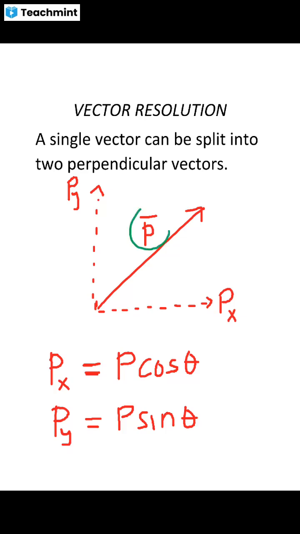Look at this, this is a single vector. I have angle theta here. This vector can be brought to this direction and it will become vector P x, that is vector P along the horizontal, the x axis. I can also bring this vector up here and it will be vector P along the vertical direction. I hope you are following the concept.